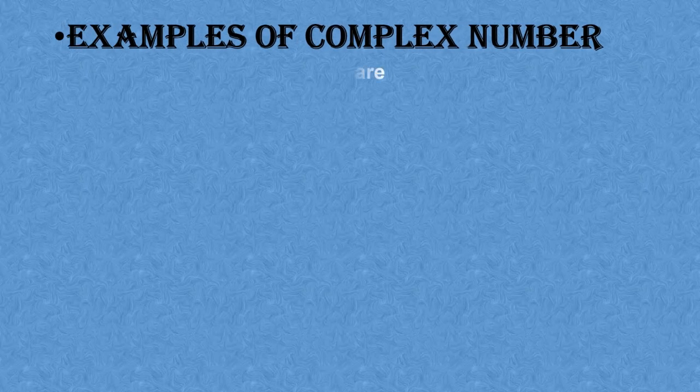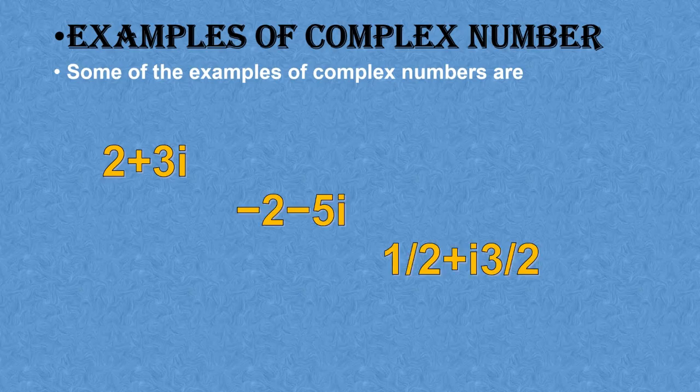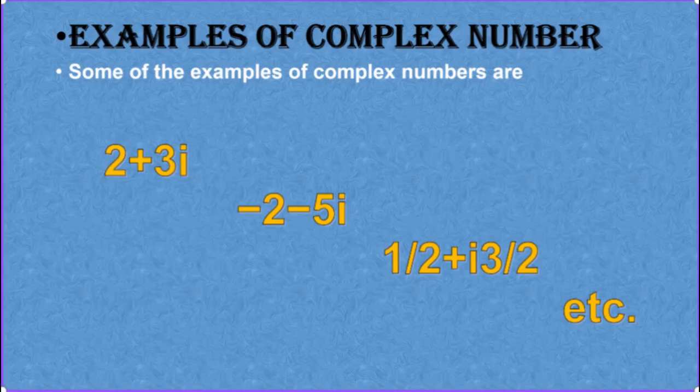Examples of complex number. Some of the examples of complex numbers are 2 + 3i, -2 - 5i, 1/2 + i 3/2.